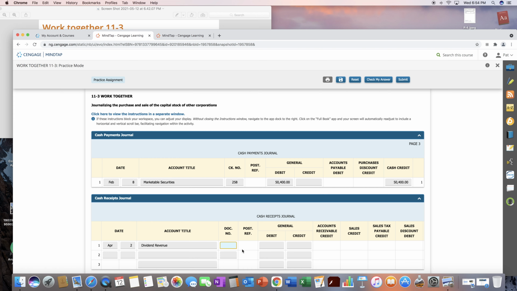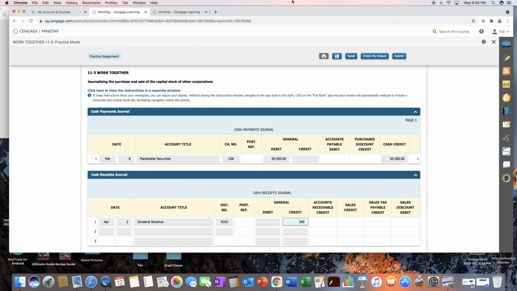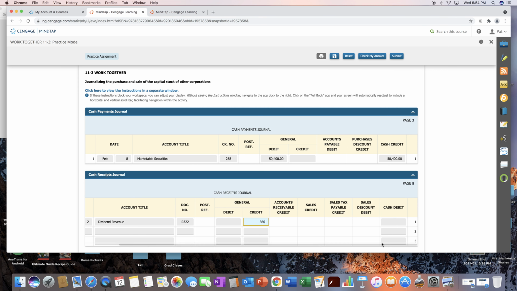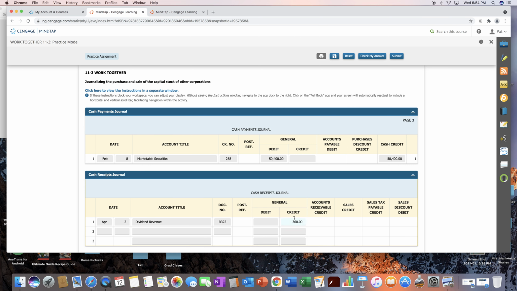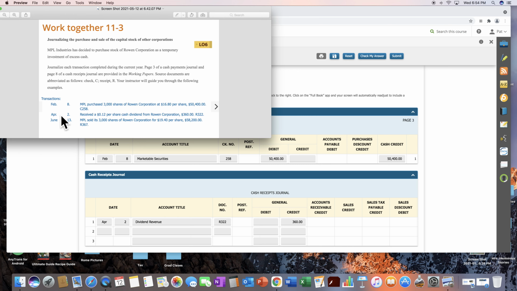revenue. This was a receipt, and the receipt was $360. The dividend revenue is all we're doing. When we increase revenue by that amount, it's $360 at 12 cents a share. We then have the cash debit that we increased. So we increased cash, we increased the dividend revenue, the money that we made on this marketable security we purchased. That's transaction 2.